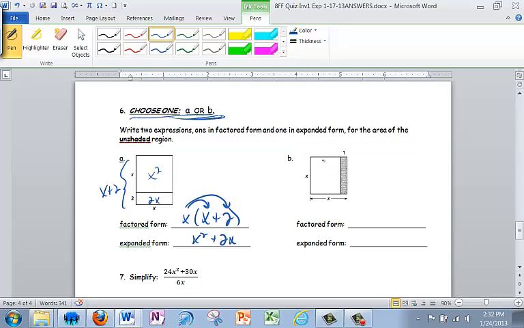Factored form for this one, the unshaded region, or the whole square rather, is x squared. I'll do that down here. I like to do the expanded first, personally. So do x squared and then subtract away the shaded area, which would be 1 by x. So subtract 1x. If you wrote it in factored form, it would be x times x minus 1, because this distance is x, this is 1, so therefore this distance is x minus 1.